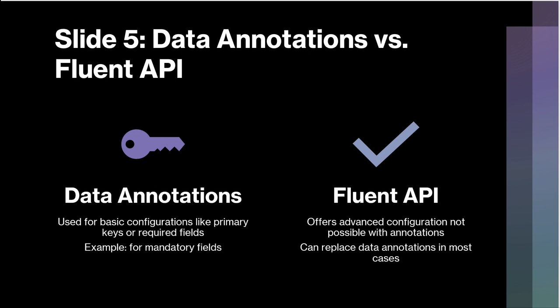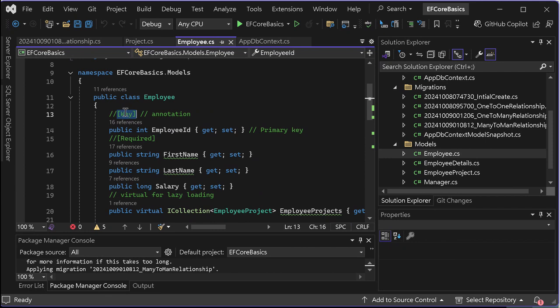I'll show you an example here. You just make the annotation here, Key right here, so it's easy to configure the basic primary key or the required field using the attribute. Fluent API, on the other hand, is perfect for more advanced configuration that data annotation can't handle, like defining many-to-many relationships. Essentially, Fluent API offers far greater flexibility when setting up complex scenarios.